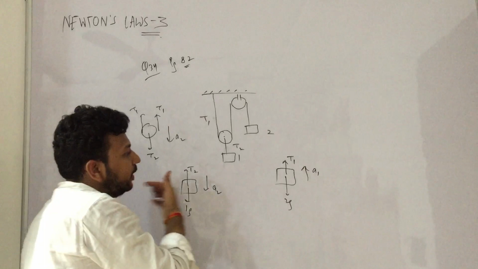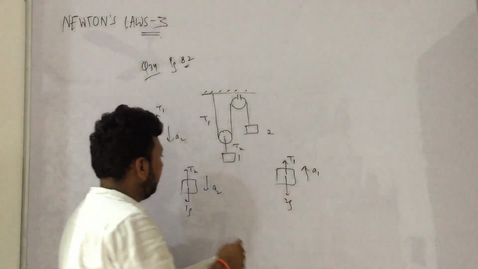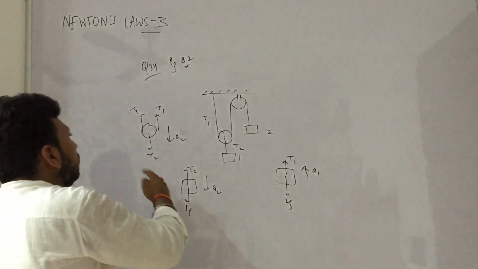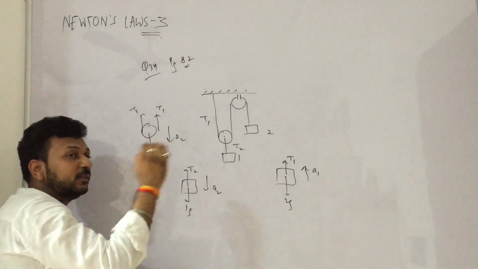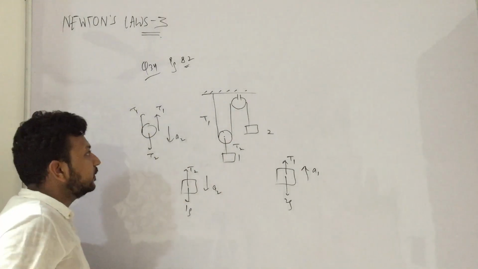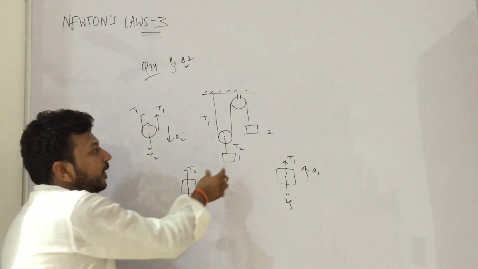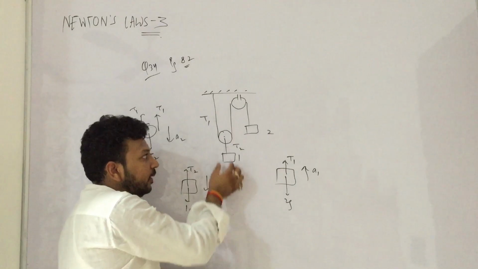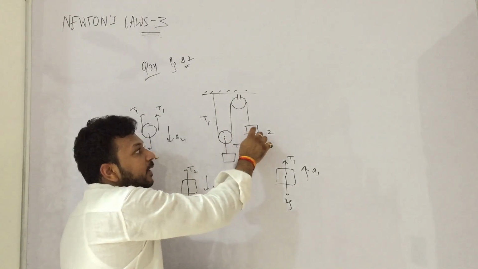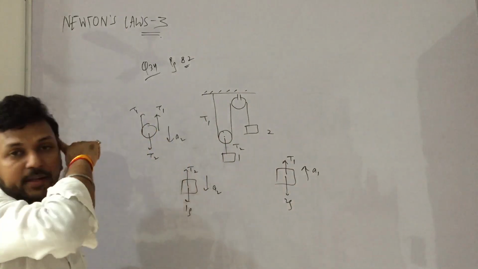So what will be the equation? T1 minus 2G is equal to 2A1. 1G minus T2 is equal to 1A2. For the pulley, T2 minus 2T1 is equal to mass into acceleration, and the mass of the pulley is 0, so T2 is equal to 2T1. And if I pull this down by 1 meter, the pulley comes up by 1 meter. We need 1 meter, but it has to come by 2 meter. So A1 will be twice.